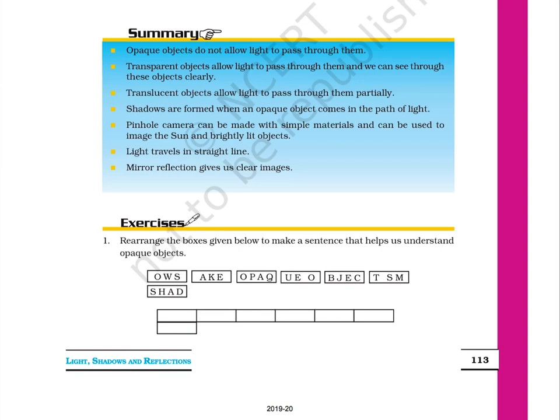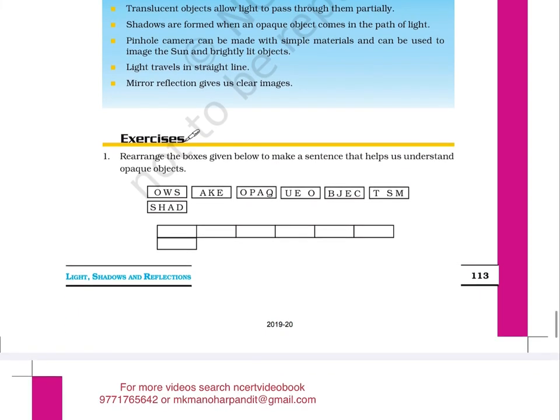Exercises. Here are some boxes given. Rearrange the boxes to make a sentence that helps us understand opaque objects. In one box, OWS alphabets are written. In second box, AKE alphabets are written. In third box, OPAQ alphabets are written. In fourth box, UEO alphabets are written.